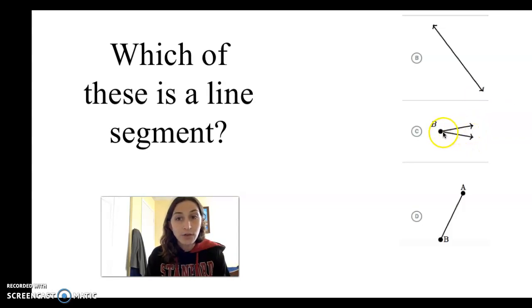I see 1, 2. There's an endpoint that goes in one direction and another endpoint that goes on infinity in one direction. Now right here, I can see that this is a line segment. There are only 2 endpoints that do not go on forever.